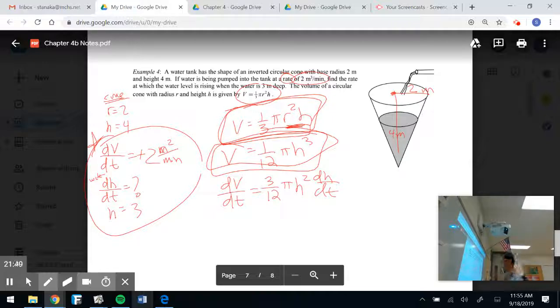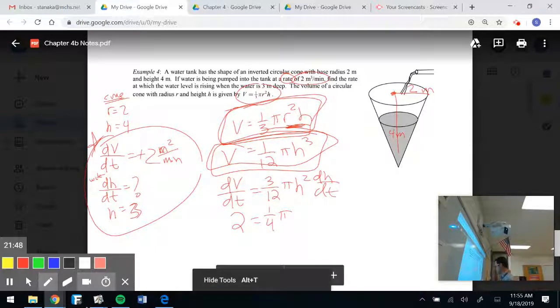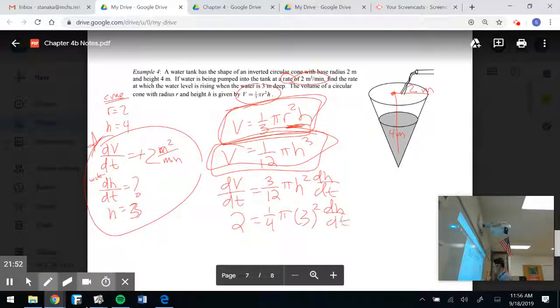Okay, now I'm allowed to plug things in, though. That's a 2. That's 1/4 pi h. What is h? Oh, I can use that now because it's the moment in question. I found the derivative. That's 3 squared dh/dt. And then, believe it or not, I'm done. Okay, so let's go ahead and simplify. What would I get? I would get 2 equals, what would that be? That'd be 9/4 pi dh/dt.